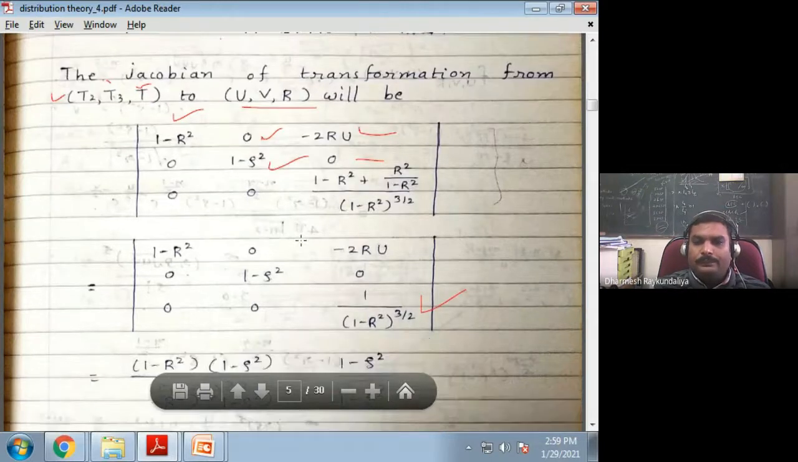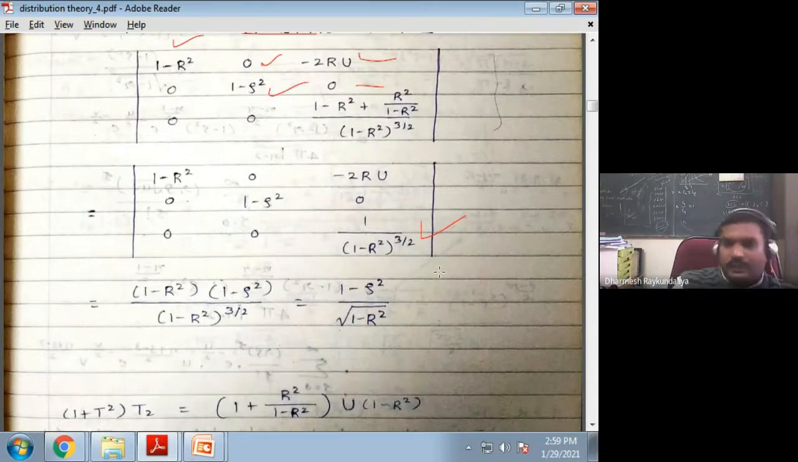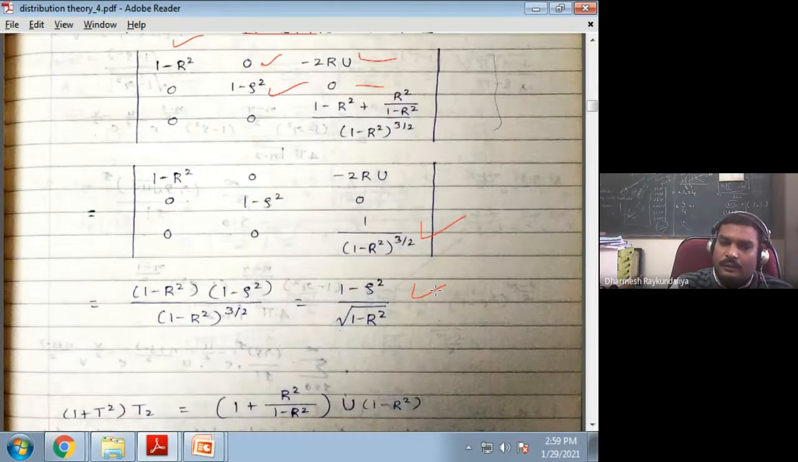Okay. So now you just find out the Jacobian. It is simply a product of this. Determine it, what will come? 1 minus r square into 1 minus rho square into this. So what is in the denominator? That is how you can write. Now 1 minus r square cancels out. The Jacobian of transformation is 1 minus rho square upon square root of 1 minus r square.